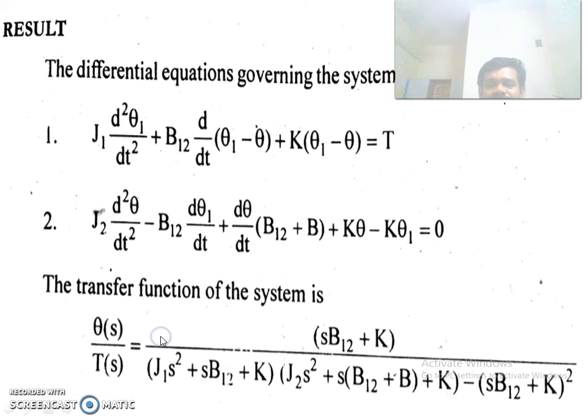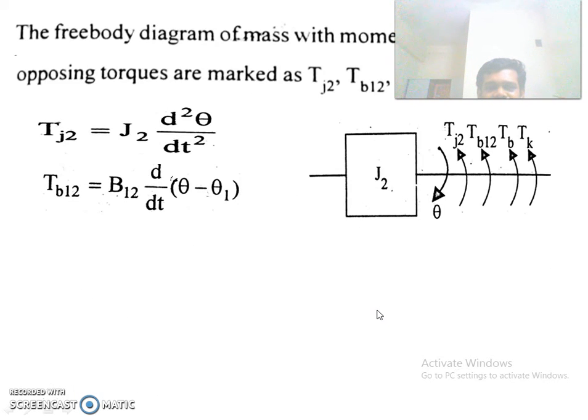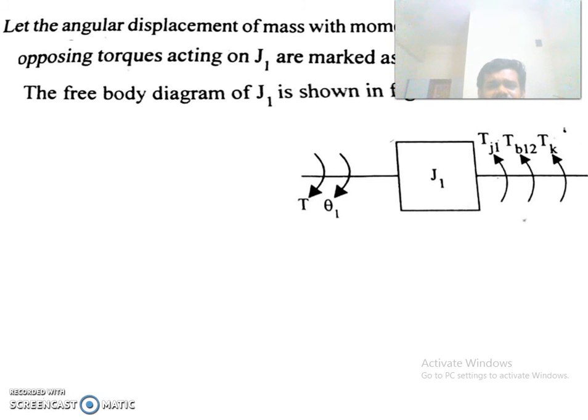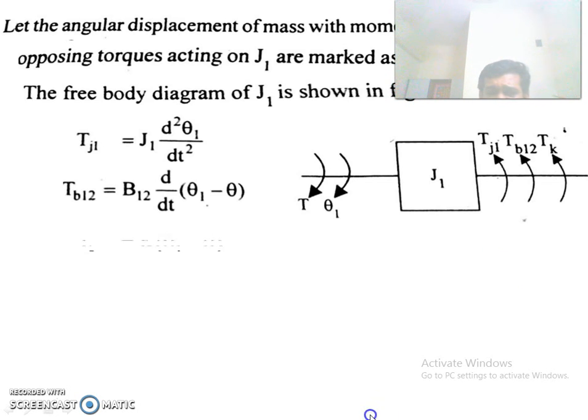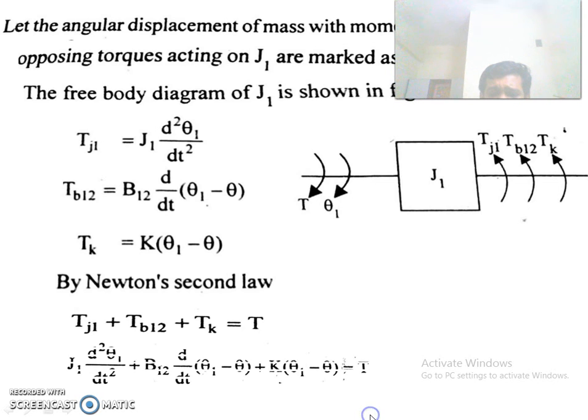Okay, so we are writing the result. First we write the two differential equations, then we write the transfer function. So how do we get it? First we draw the free body diagram for J1, and we write the applied torque and opposing torque equations. Then by Newton's second law, opposing torque is equal to applied torque, so you get one differential equation.